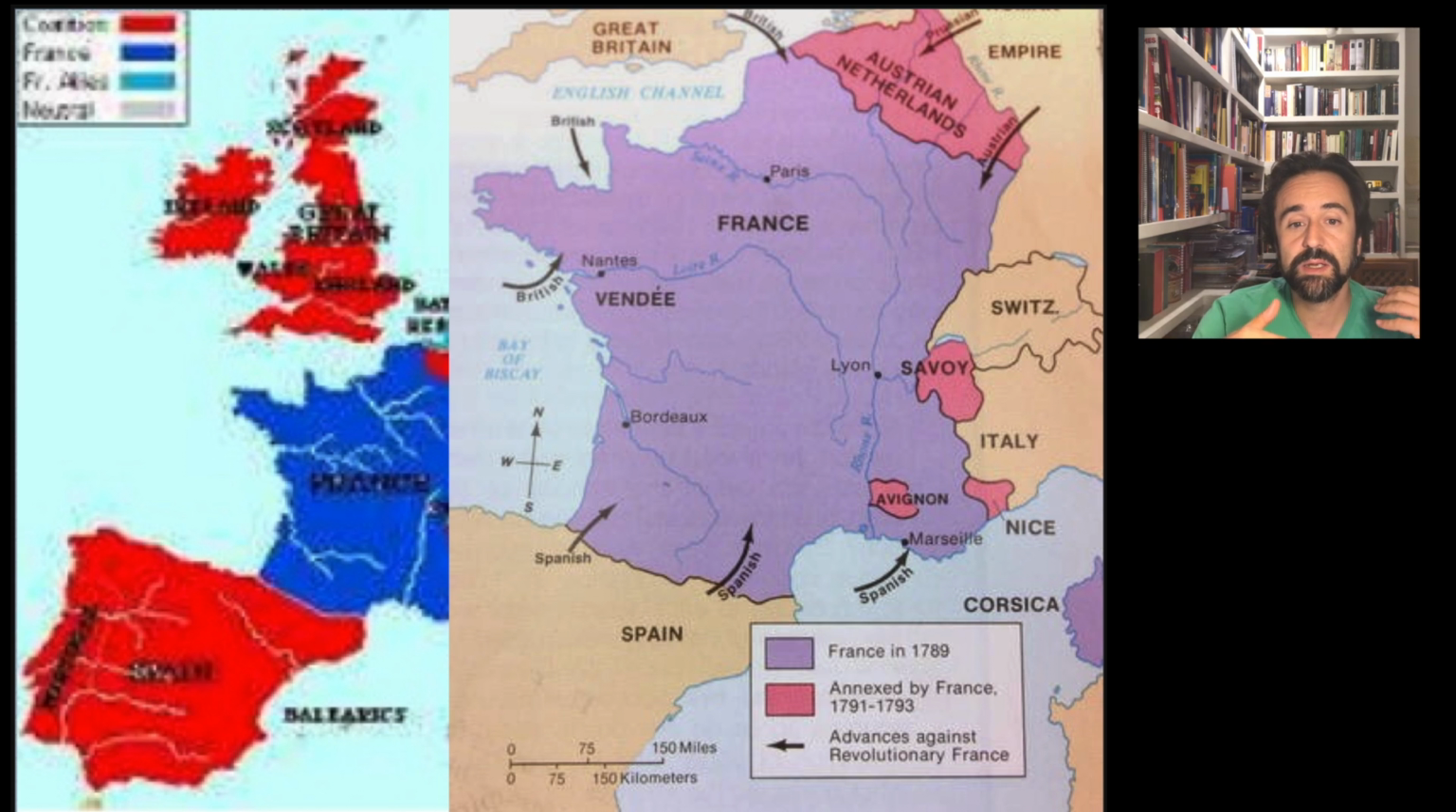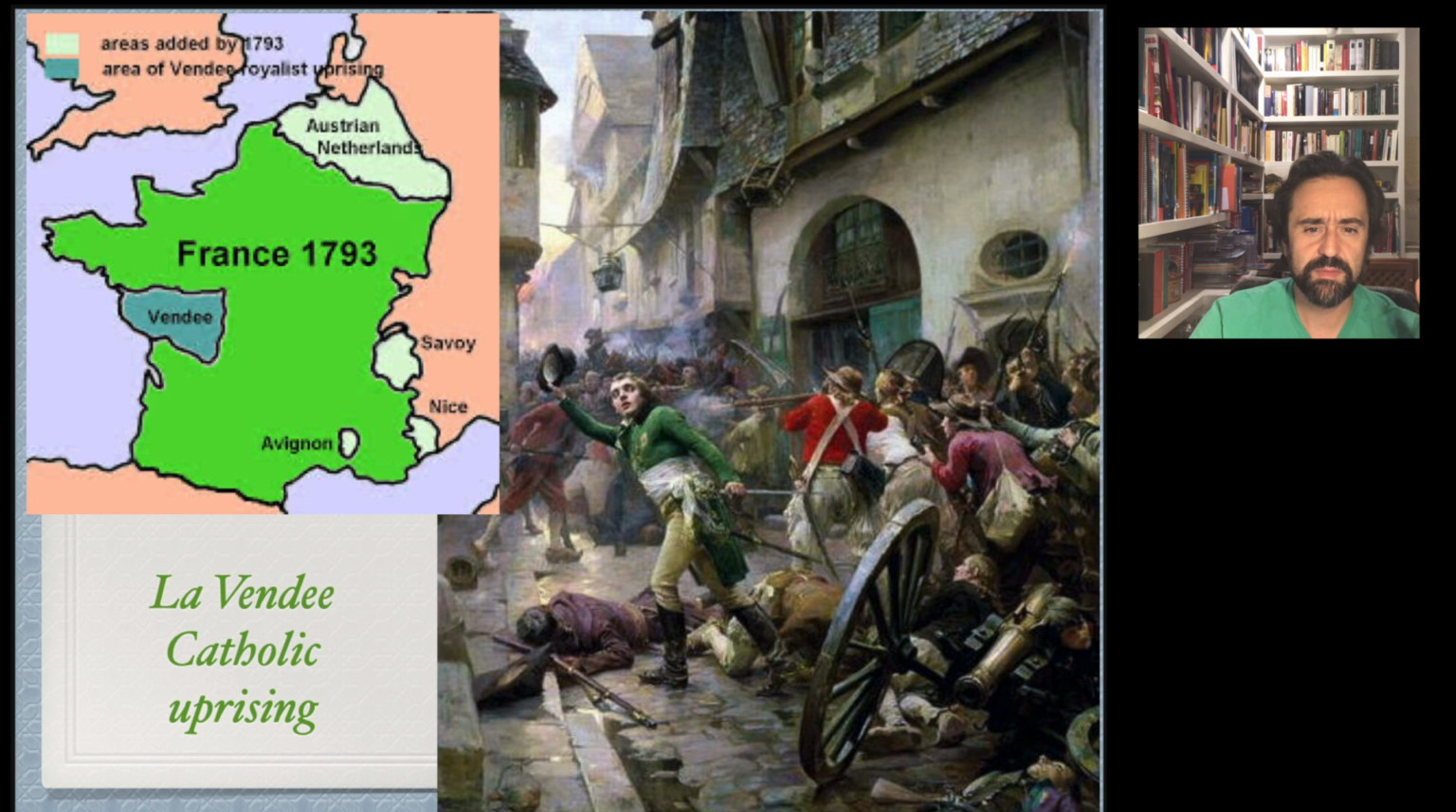For example, Spain invaded France because the king of France was the Spanish king's cousin. They are family. Great Britain invades, Austria, Prussia. Everybody is invading France, and at the same time in France there are uprisings. So the French revolutionaries radicalized. They must fight harder than ever to protect this revolution.